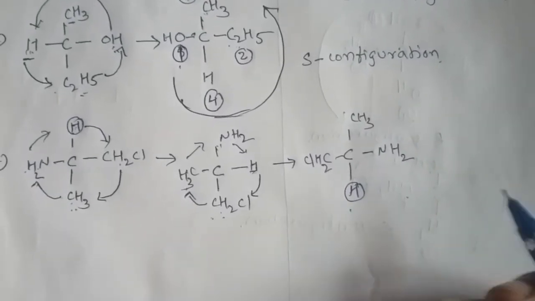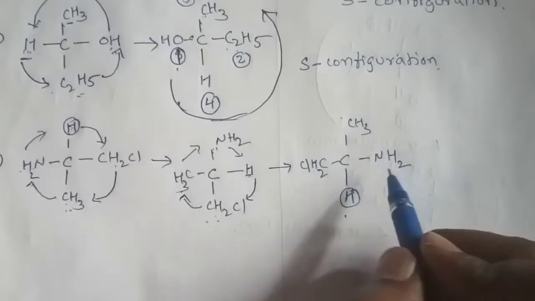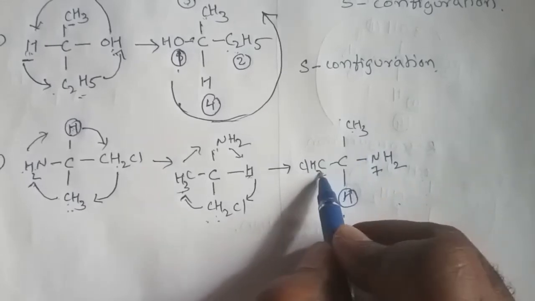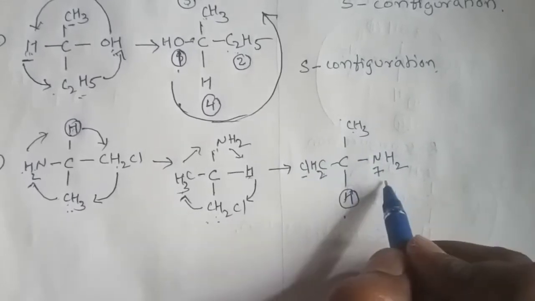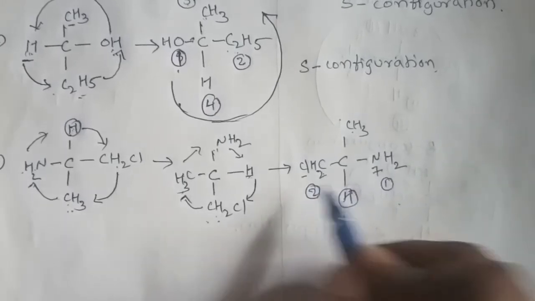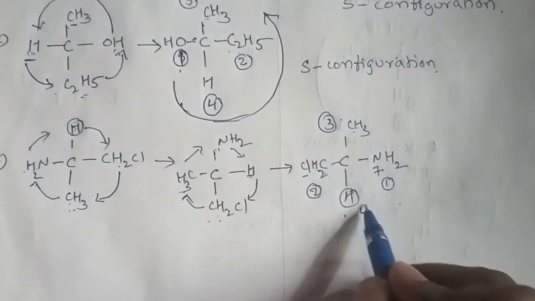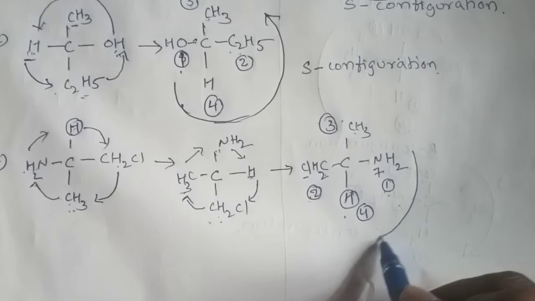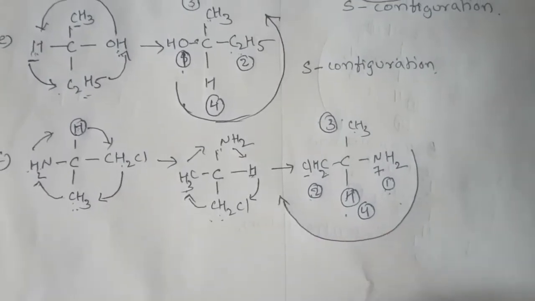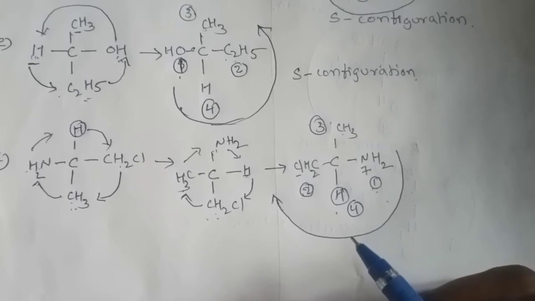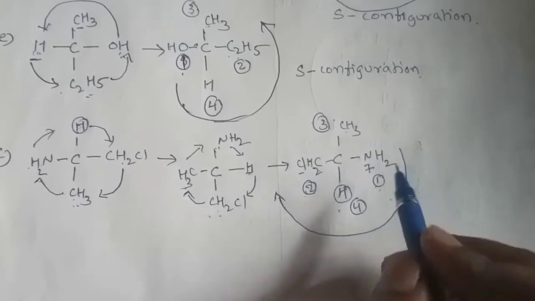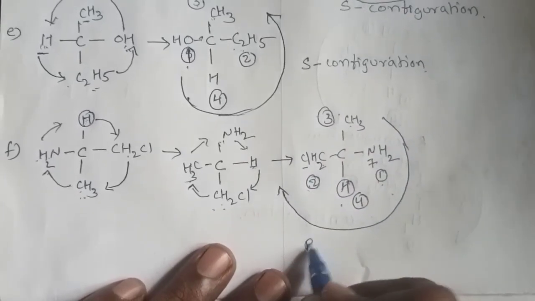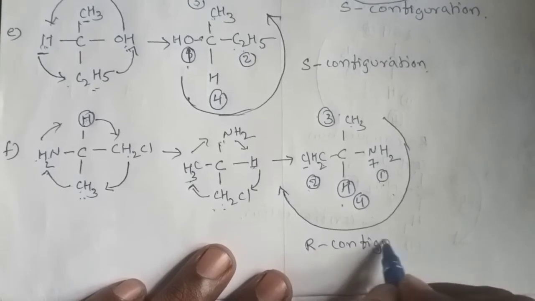Now start the priority order. Here the atomic number is 7, and these two have the same carbon atom. Second here is chlorine. So this will get first priority, second priority, third priority, fourth priority. First, second, third means it rotates like this. When such a rotation is there, it is clockwise rotation. Such clockwise rotations are called R configuration. This is called R configuration.